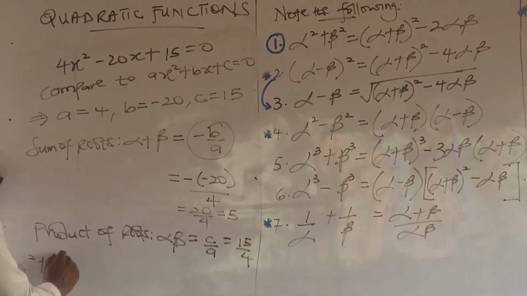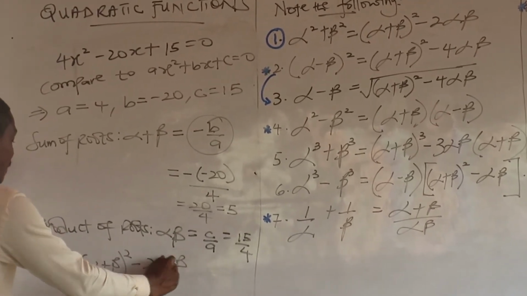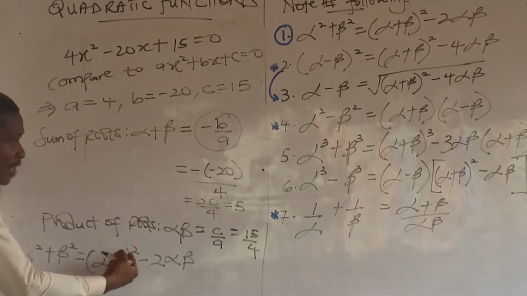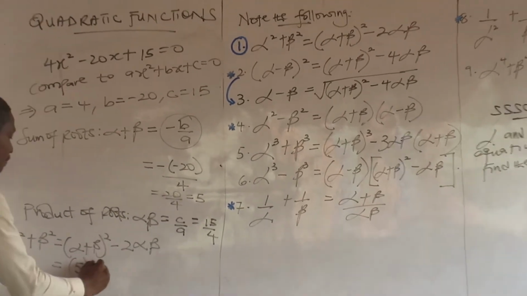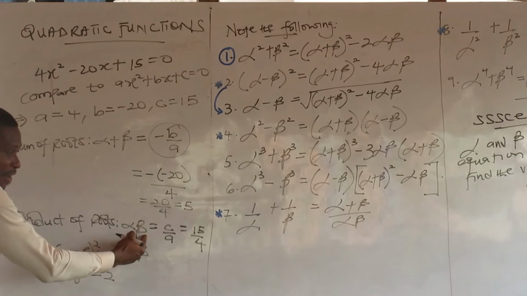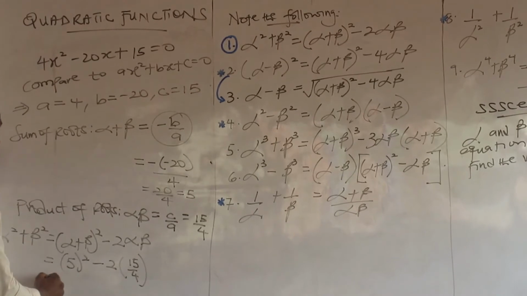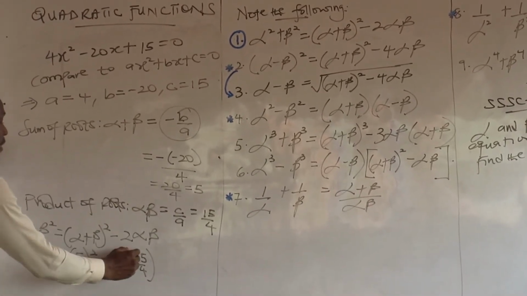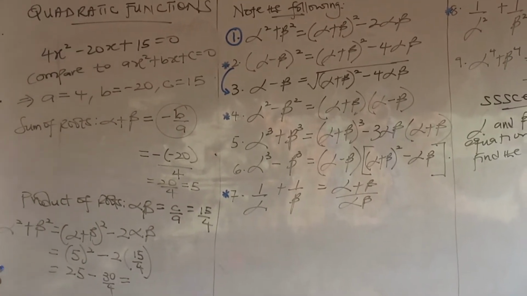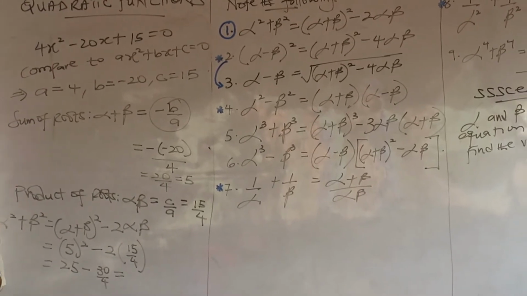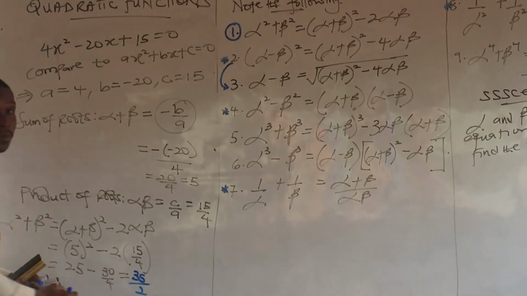Alpha squared plus beta squared is given by alpha plus beta all squared minus 2 alpha beta. Now alpha plus beta all squared, you check here, alpha plus beta, there it is, 5. Minus 2 alpha beta. Yes, alpha beta is equivalent to this. So that is that, okay? This will give me 25 minus what? 30 over 4. Now what will it give you finally? 25 minus 30 over 4, and you get the answer from there. 35 over 2, right? Good.